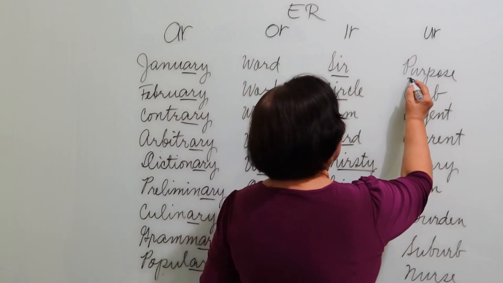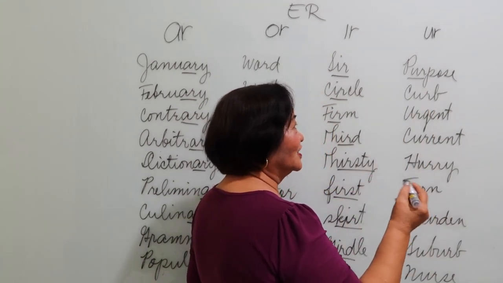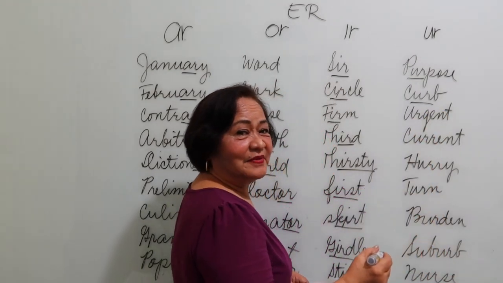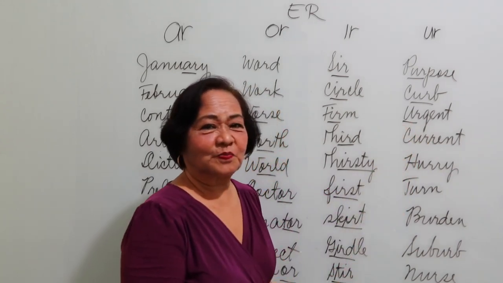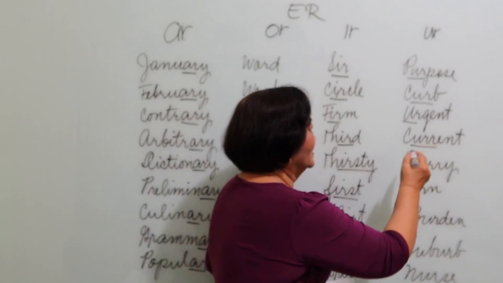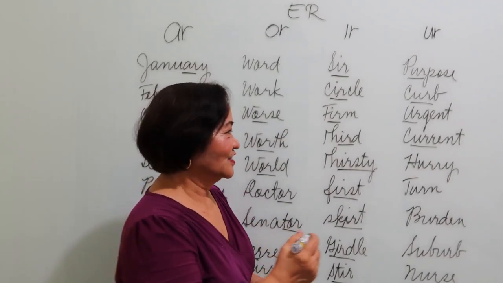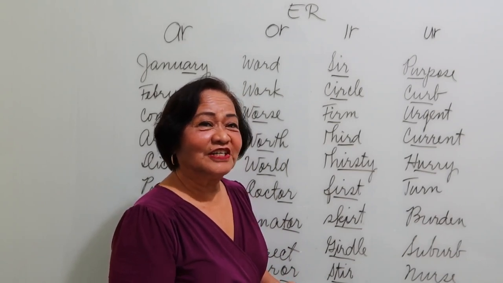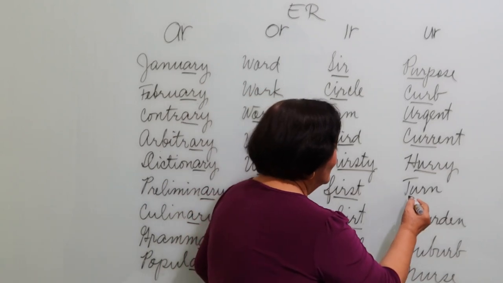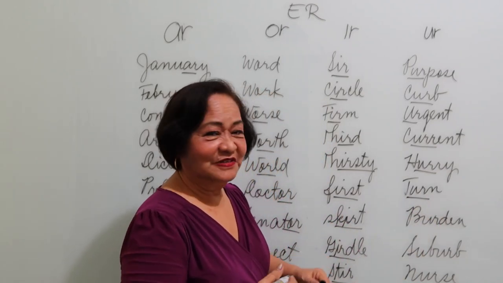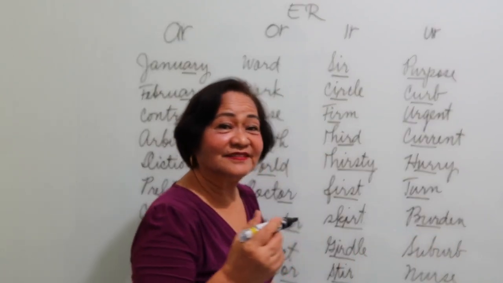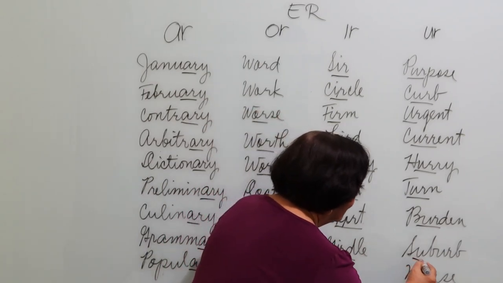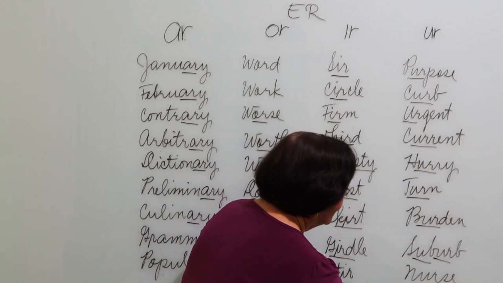You are purpose. So the purpose of our communication skills is to make us fluent speakers of English. Curb your bad habits. It is urgent that we speak correct English. What is current is our emphasis on good English. Hurry up and catch up with our enthusiasm to make ourselves good, effective, powerful speakers. Your turn is now. Develop your skills. It's never a burden. Exercising more efforts towards English perfection. Suburb and nurse.